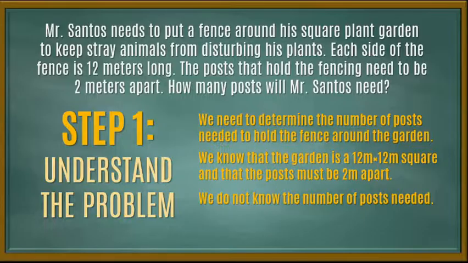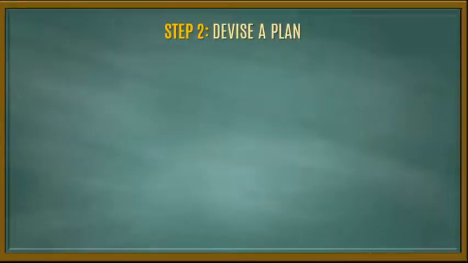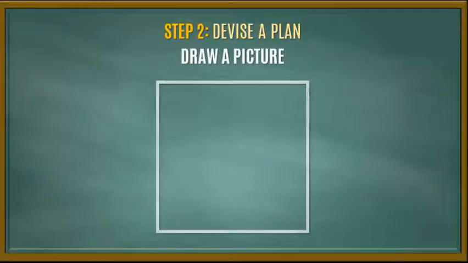Now we need to formulate the plan. Since we are dealing with a 12 meter by 12 meter square and we know that the posts must be 2 meters apart, we have a situation that can be easily shown by drawing a picture. We can sketch a 12 by 12 square and plot points along all 4 sides such that these points are 2 meters apart. These points, of course, will represent our posts.